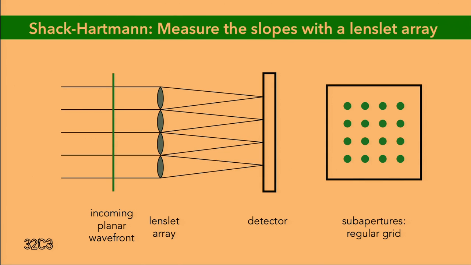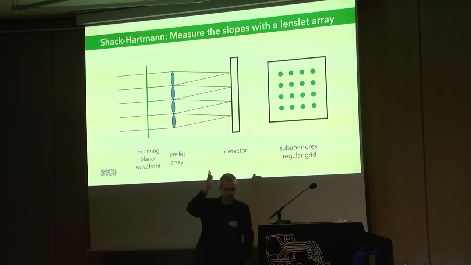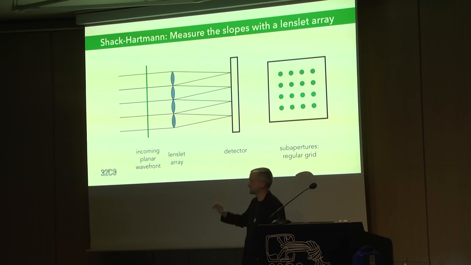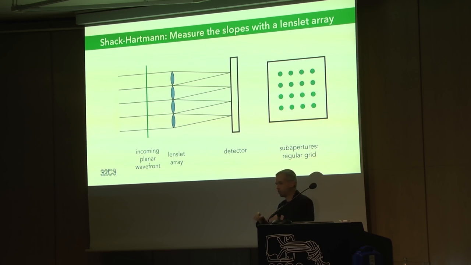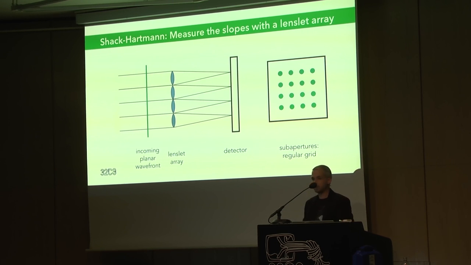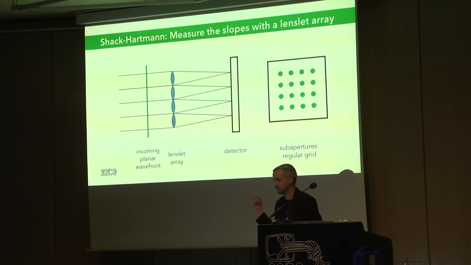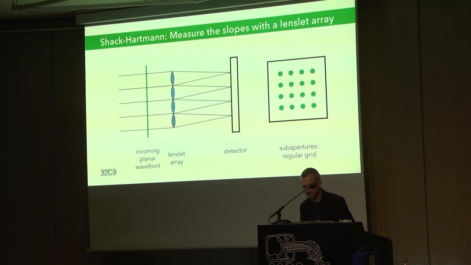This is the ideal case, of course. We have an incoming planar wavefront, straight on. Then we have an array of lenses, one, two, three, four lenses, and then in an array, like 4 by 4. And they all focus what is coming in onto a detector. And if this wavefront that is coming in is planar, like this on the left, then you get a regularly spaced grid of focus points. In this case, 4 times 4, so 16.